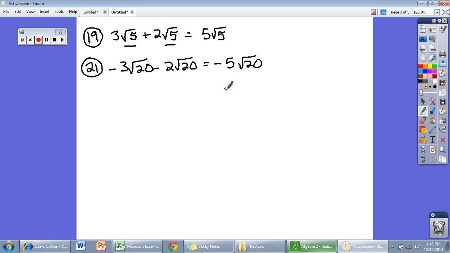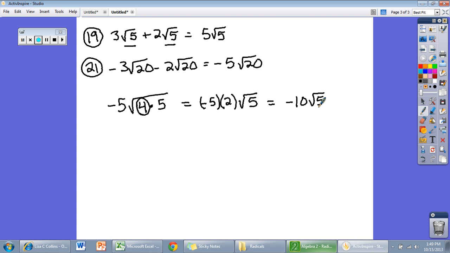Well, I know that 20, I'm going to write this down here. 20 is the same thing as 4 times 5. And 4 is a perfect square. So that means I can pull that perfect square outside. I can take the square root of 4. The square root of 4 is 2. So I'm going to take -5 and I'm going to multiply it by 2, and then I have the square root of 5. So my final answer here is -10 times the square root of 5.